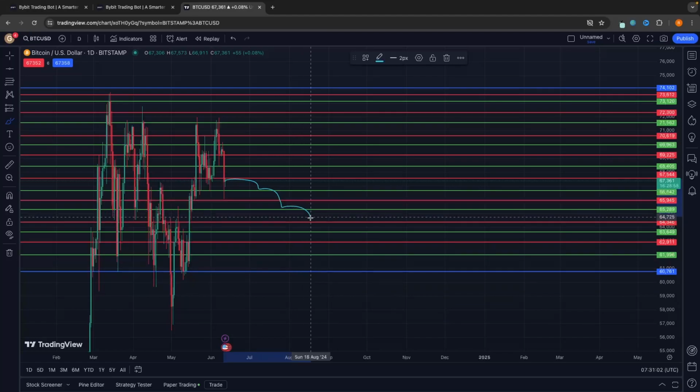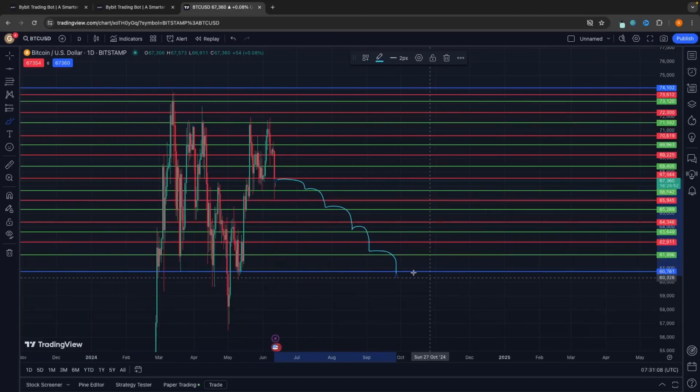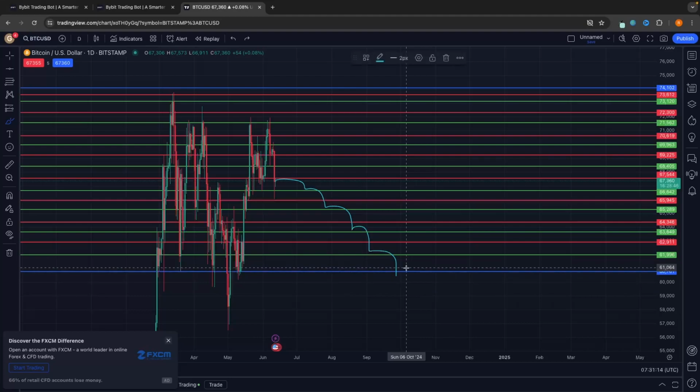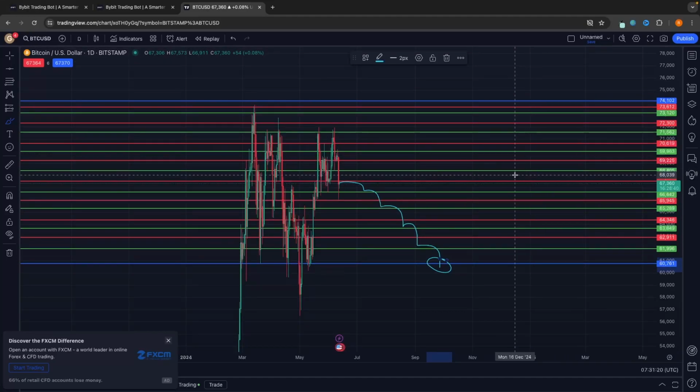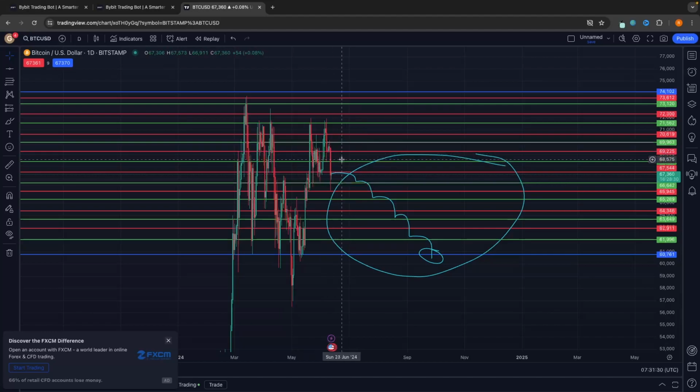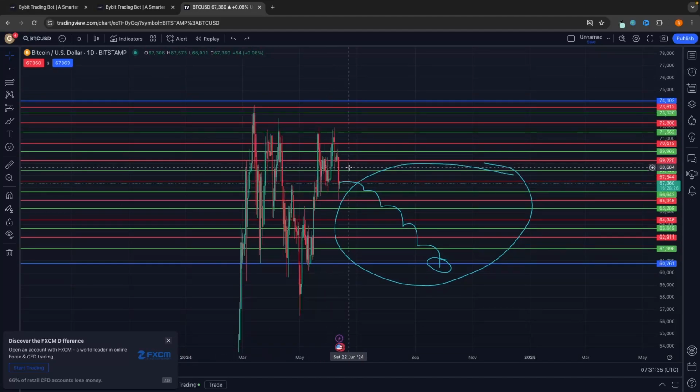We buy more here, we buy more here, and we buy more here, and then we fall out of the range. Well, at this point, the bot is going to stop trading. As soon as we go below this level, the bot is automatically going to stop trading, and we are going to be left with all of the Bitcoin that we bought at these previous levels. And basically the way that this strategy works, and the way that this strategy is the best, is if we are trading within a range.